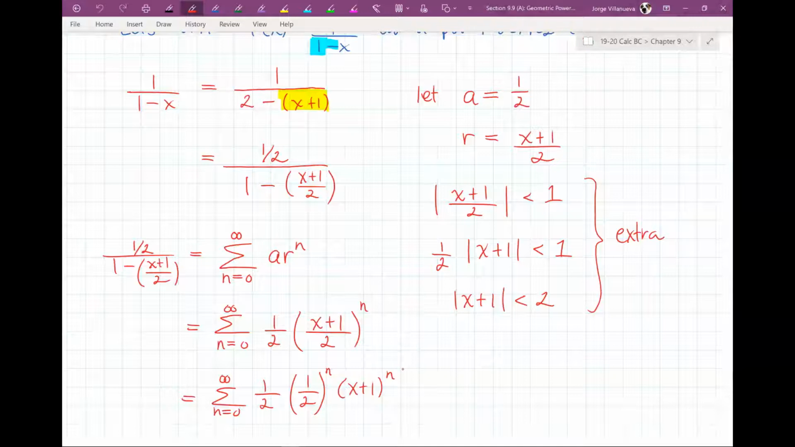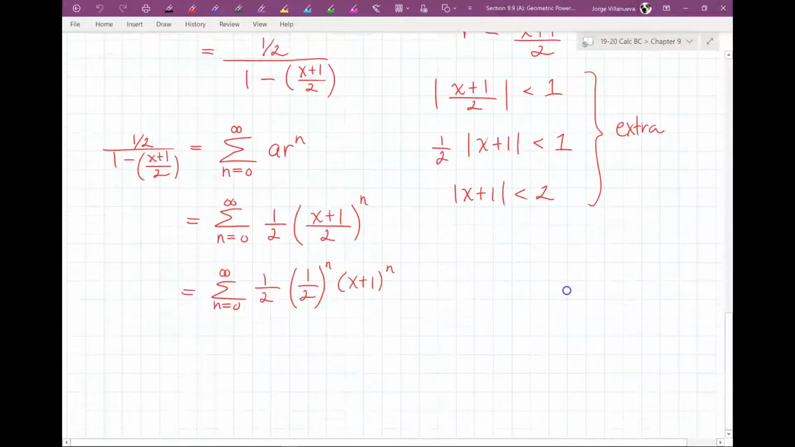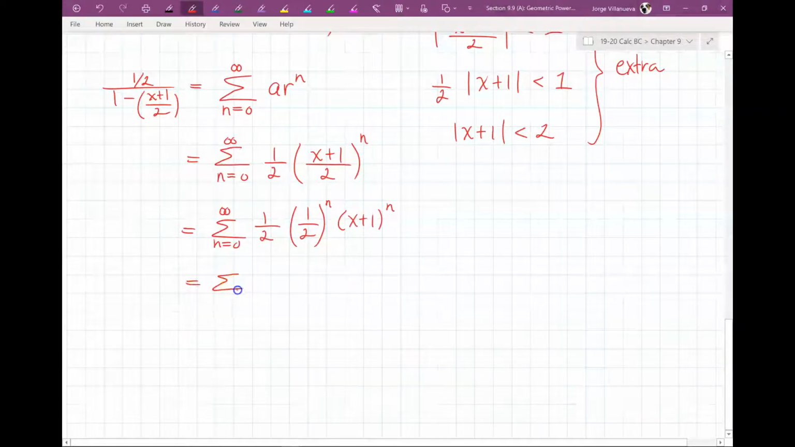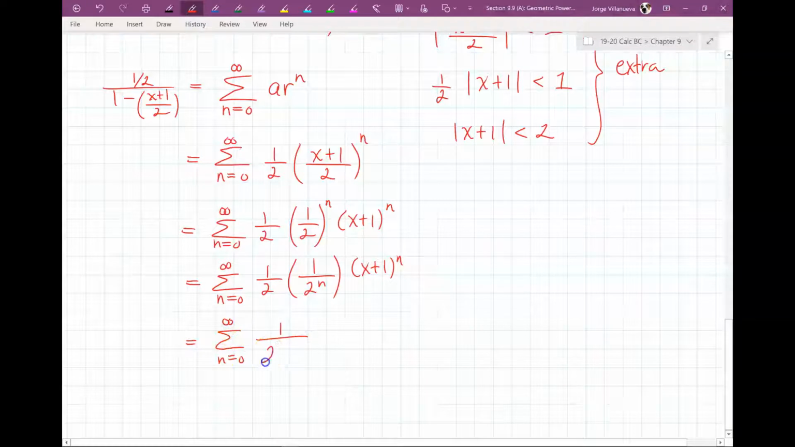Now I'm doing this step by step, by the way. I could do this a lot faster, but I want you guys to see the process of it. Now, half to the n is the same as 1 half times 1 over 2 to the n times x plus 1 to the n. Look at the denominators. What's 2 times 2 to the n? Yeah, it's 2 to the n plus 1 times x plus 1 to the n. And that is your geometric power series. Remember, no fractions, so you're going to have to work them out.